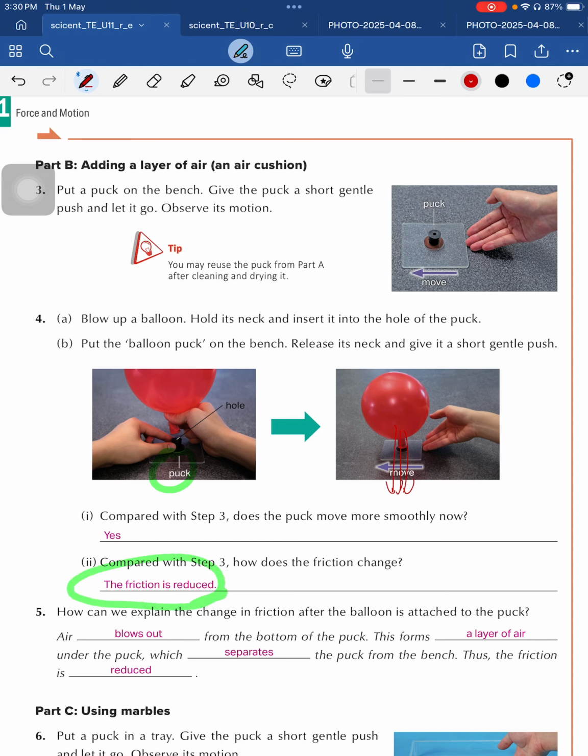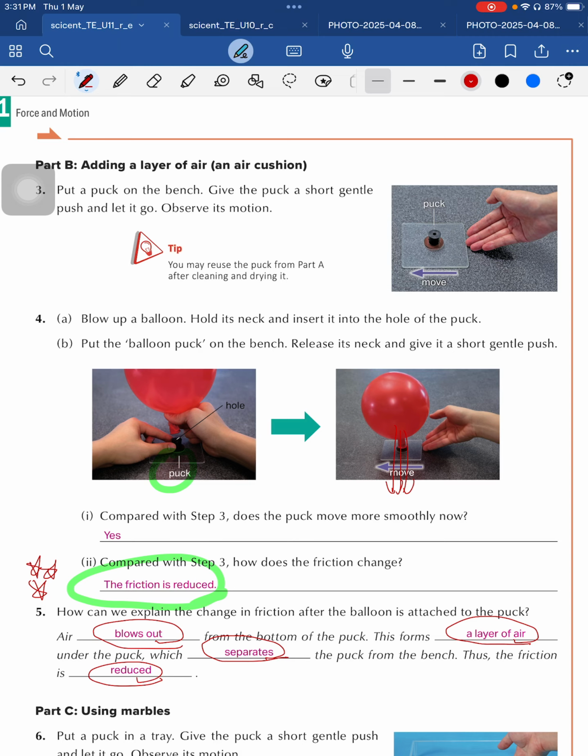So, how to explain again? This part is very important. How to explain that the friction is reduced: because air blows out and then forms a layer of air under the puck, which separates the puck from the bench. And eventually, the friction is reduced so that you give a very small push on the puck and it will move much more easily.